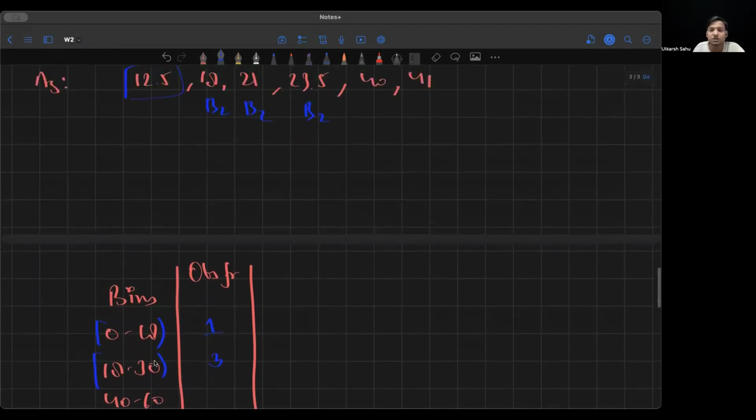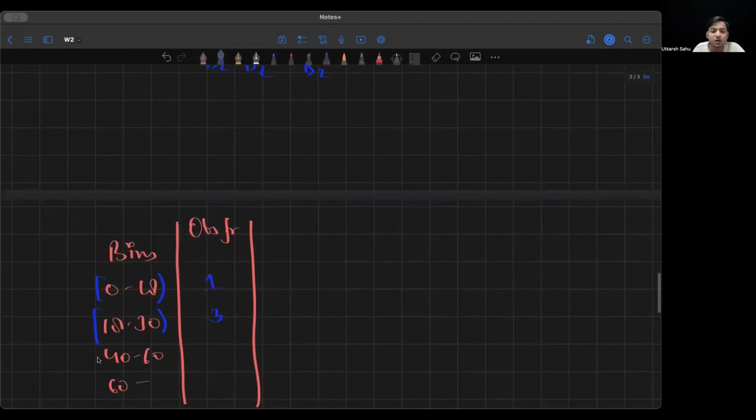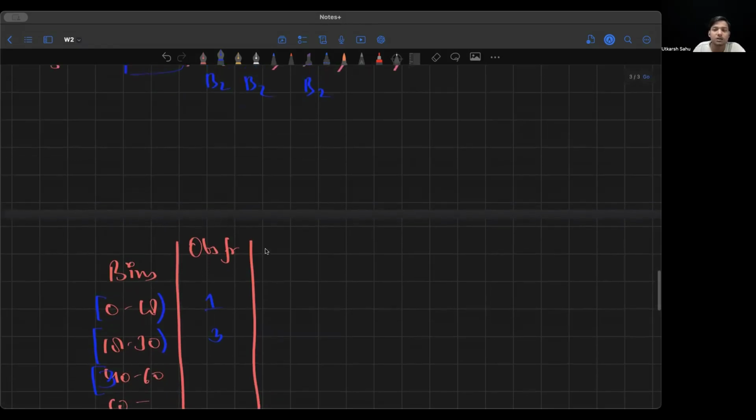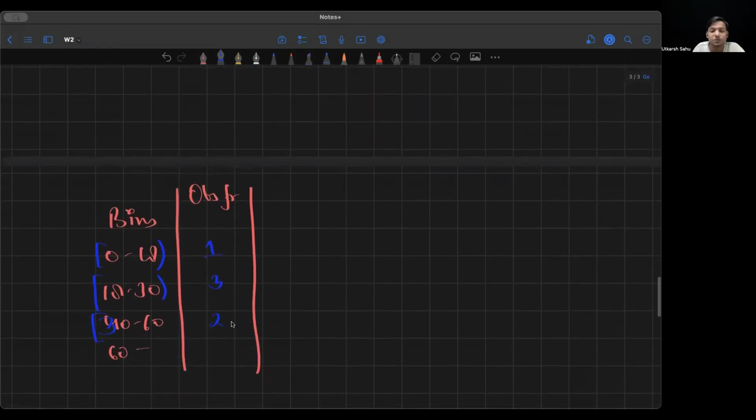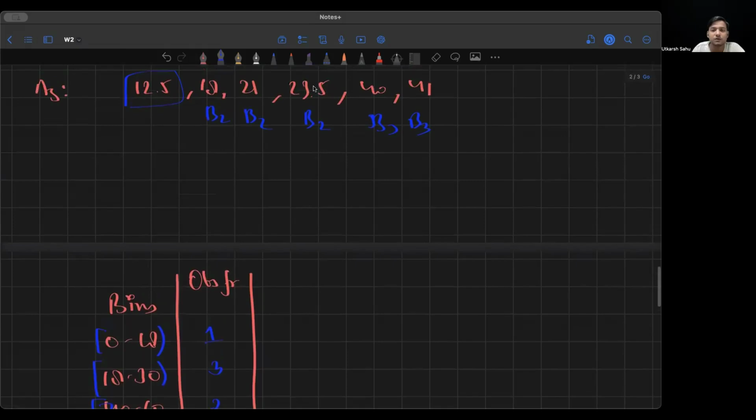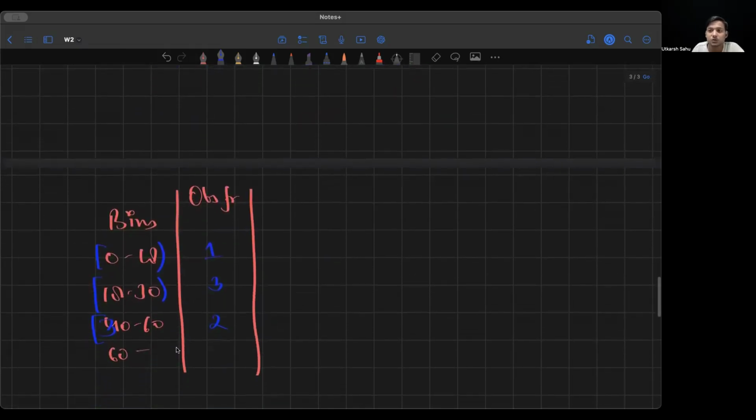Then I have 40 to 60. Do I have someone between 40 to 60? Sorry, this would be 30. So let's say between 30 to 60. Yes, I have these 2 people. So this would be bin 3. So we have 2 people here. So 1, 2, 3, 4, 5, 6, all people done. In 62 onwards, I have no one. So that is how we do the binning.